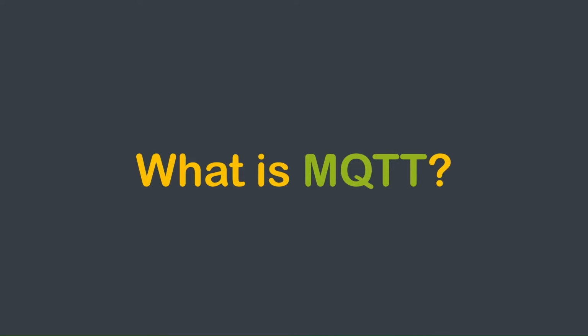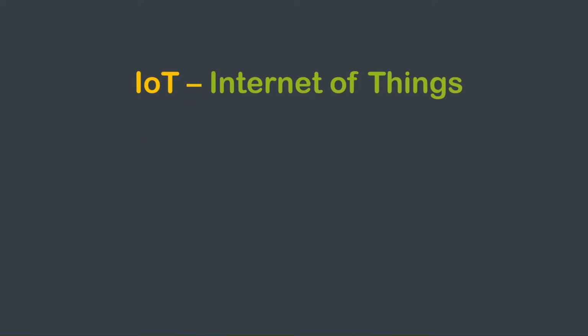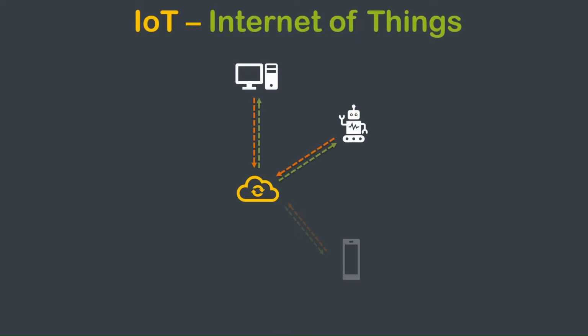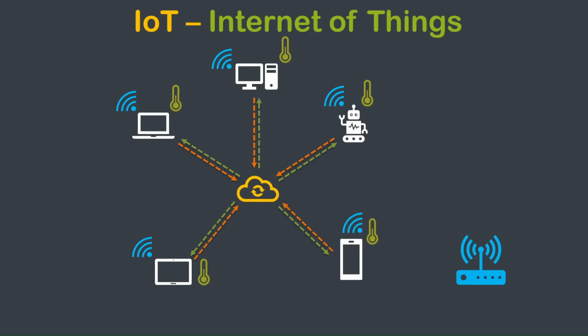In this video, we will learn what is MQTT, but before we start with MQTT, let's understand what is Internet of Things or IoT. Internet of Things is a network of smart devices that collect and share data with each other over the internet. These devices are usually connected to the same network, and these smart devices are usually equipped with sensors and software to share data with each other.